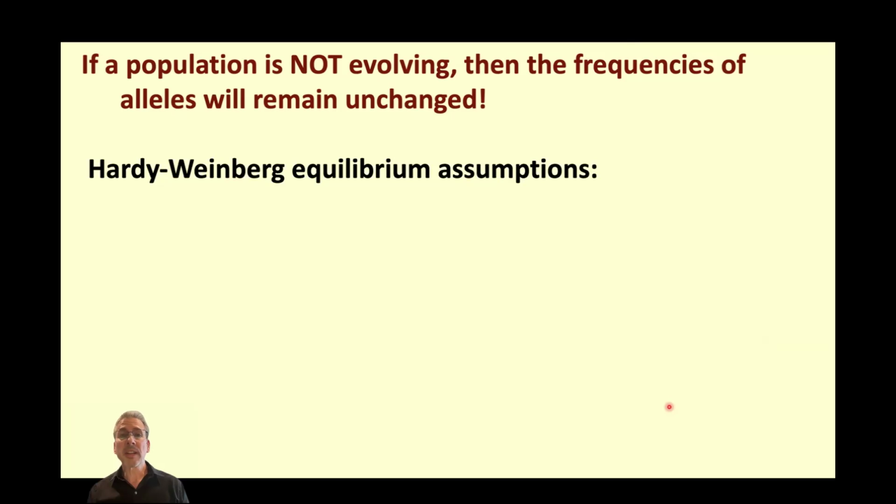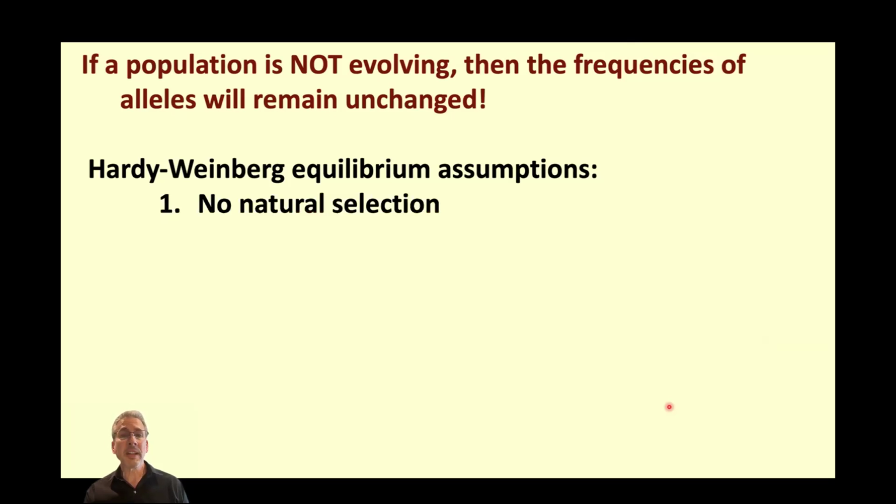By the way, they were not working together. They were working totally separately, but they kind of came up with the same basic concept that we're discussing here. So Hardy and Weinberg figured, okay, if various assumptions are met in populations, then we can say those populations would be in equilibrium. In other words, they would not be evolving over time.